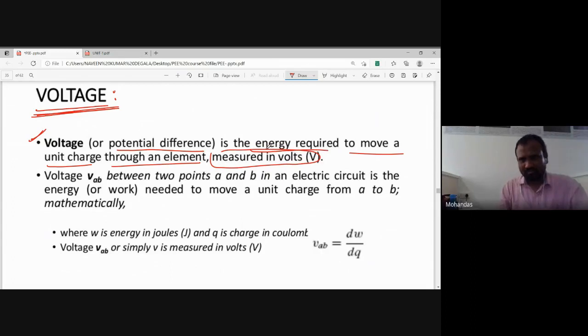Now let us see this definition clearly here. What is this energy required? Energy required or work done to move a charge through an element is known as voltage. So let me explain these things clearly here.